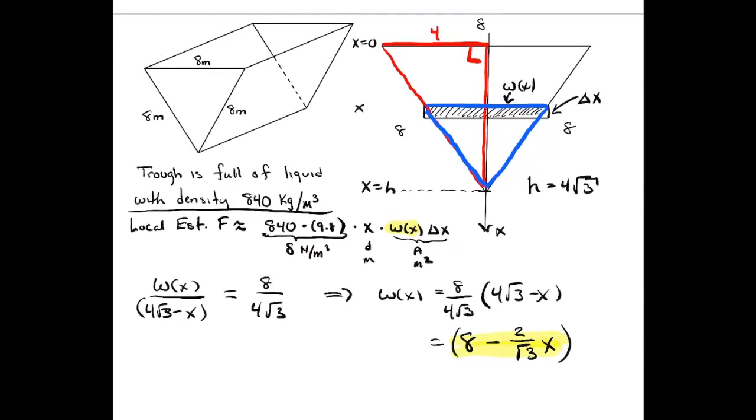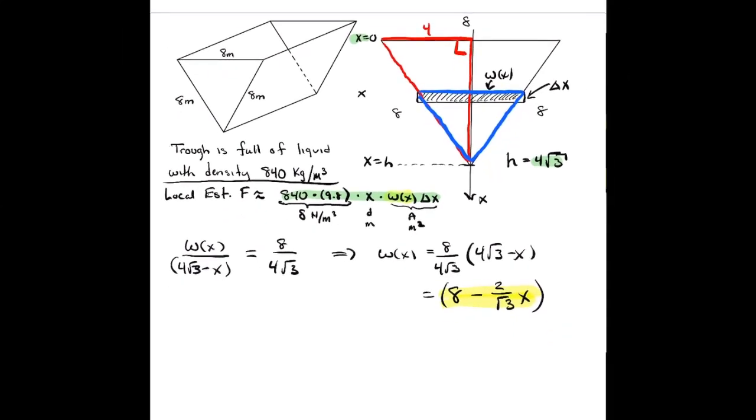Now we are armed with everything we need to write this integral down, right? We have our local estimate, written right here, and we just determined what W of x is, and we know our limits of integration. They're going to be 0 to 4 root 3. So what is the actual force on that object? Well, it's the integral from 0 to 4 root 3. Those are the extreme x values. And then I'm going to write my local estimate, 840 times 9.8. If you have a calculator handy, you could certainly write that out. It's okay with me. Times x times our W of x.